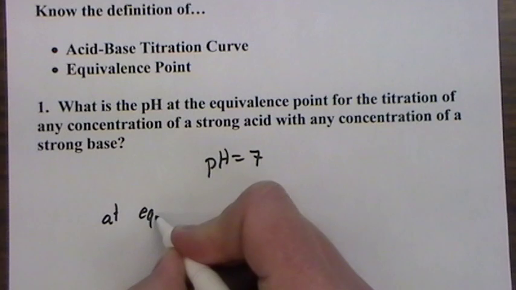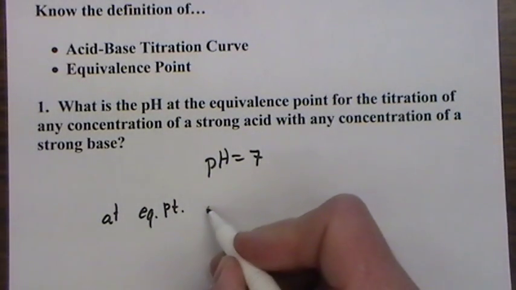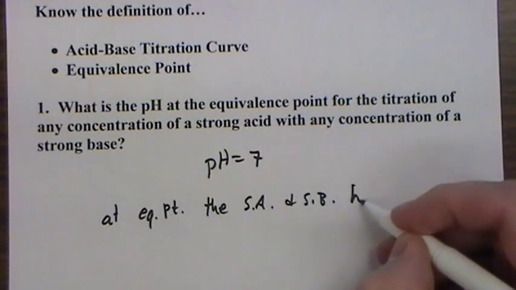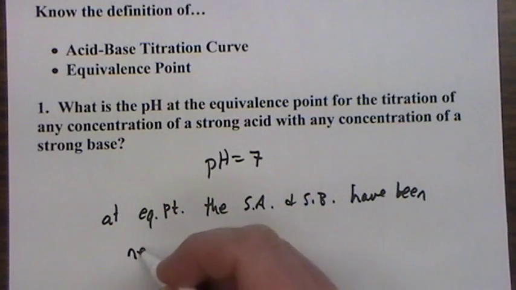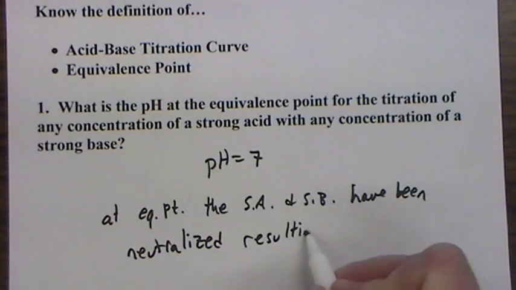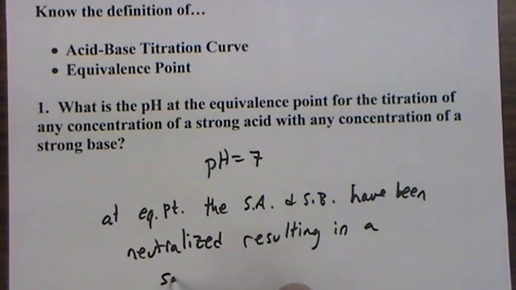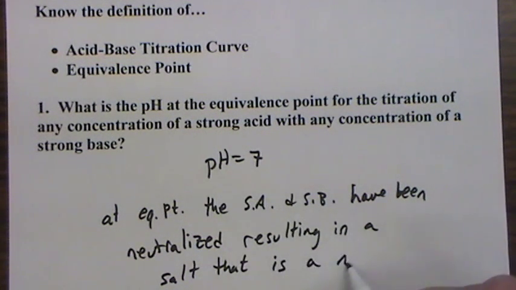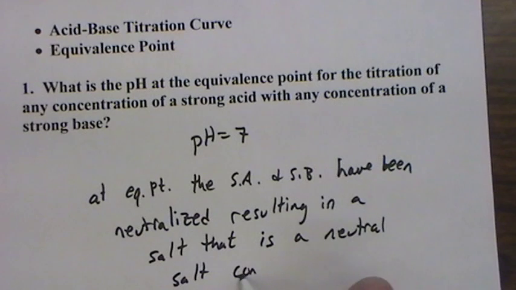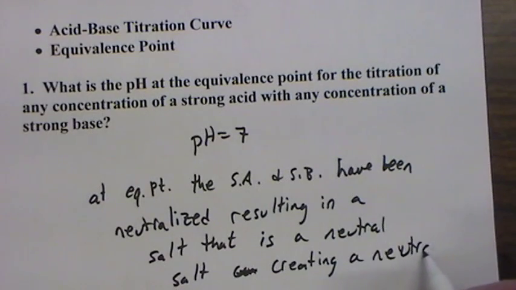At the equivalence point, the strong acid and strong base have been neutralized, resulting in a salt that is a neutral salt, creating a neutral solution, and that's a pH 7.